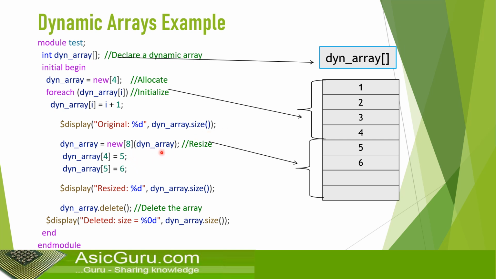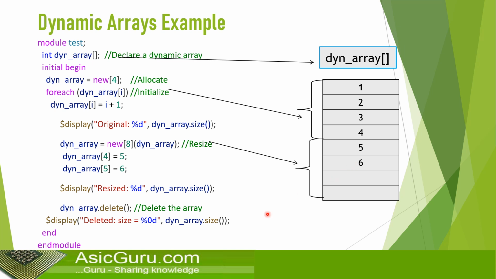Now moving to resizing. So here this statement resizes the array to 8 elements and it retains the old values. And we manually set values 5 and 6 to index 4 and 5 respectively. So the $display statement here shows the updated size of the array. So we can see in the diagram also, initially the size of the array was 4, having values 1, 2, 3 and 4. Next, we are resizing it to size 8. So 4 more elements are added in the array, and we manually set values 5 and 6 at index number 4 and 5.